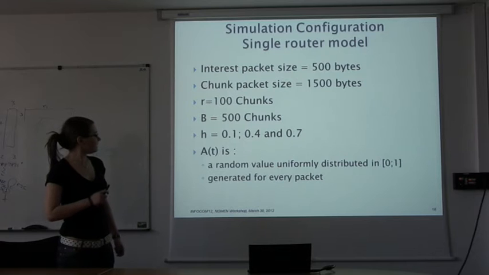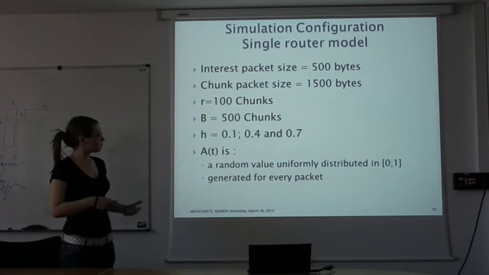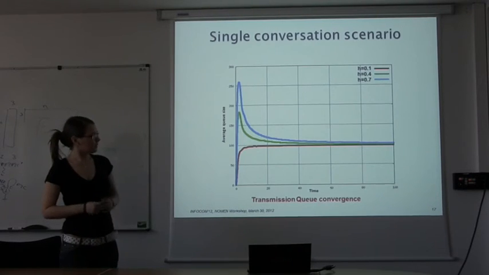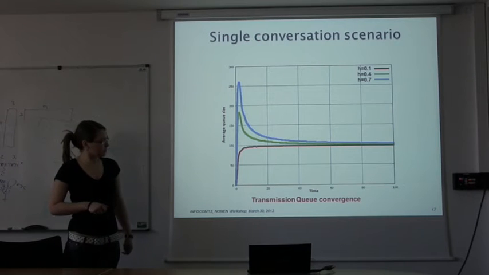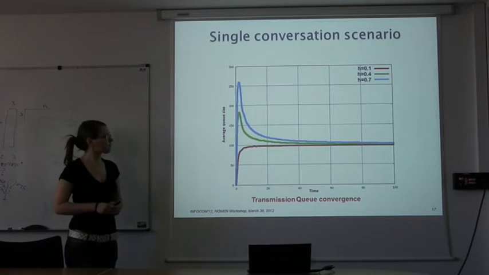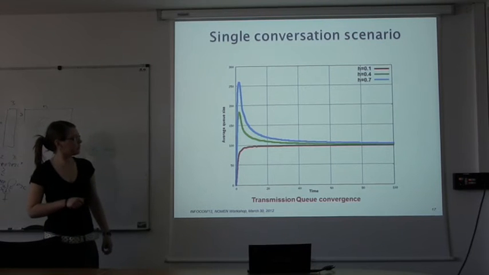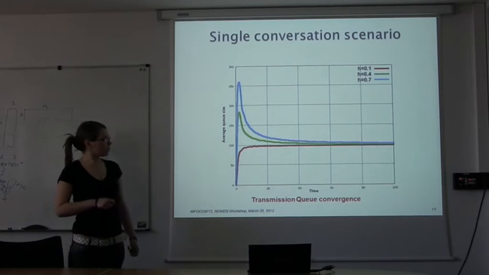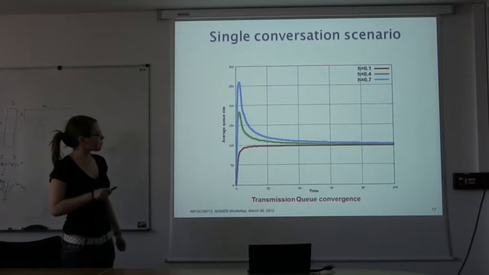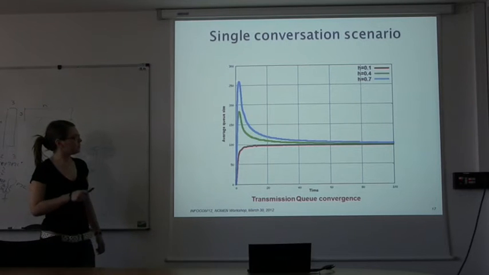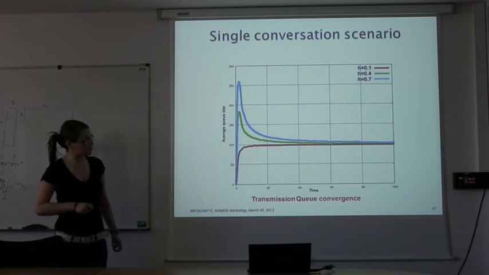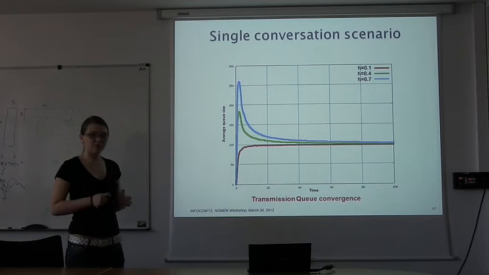Well, we have studied the behavior of our mechanism with different values of h. So we can see how it impacts. This figure represents the average queue size as a function of time, the time in seconds. You can see that the average queue length converges to R. R is fixed at 100 packets, and in this curve we see the burst at the beginning. These bursts are due to the interval when the algorithm is not yet in operation.